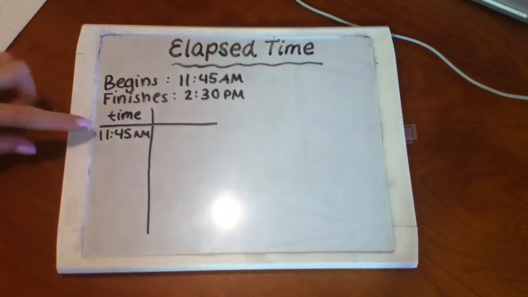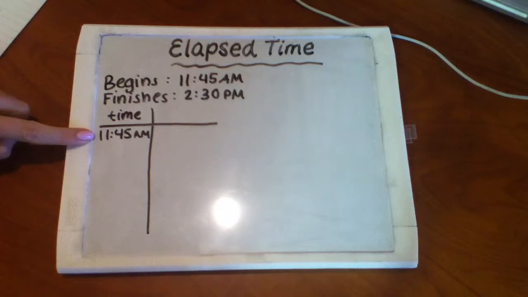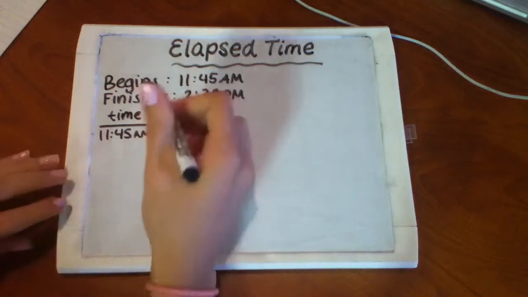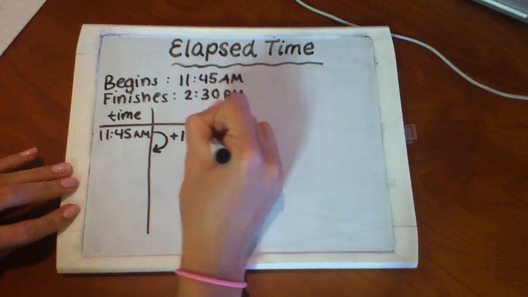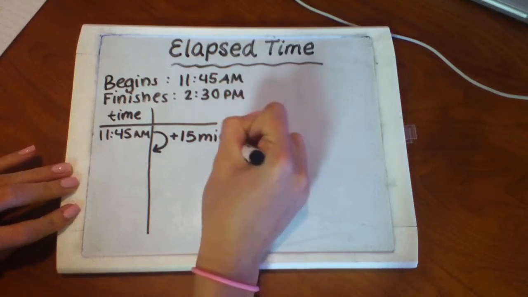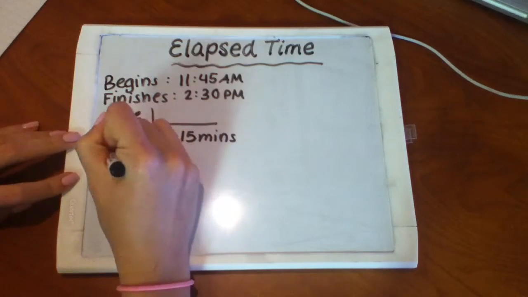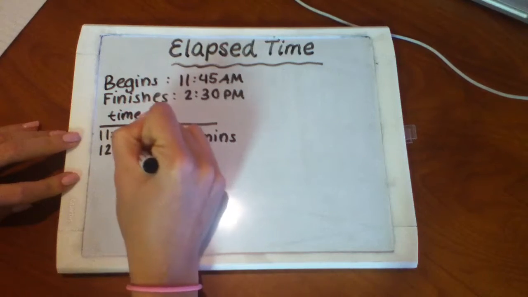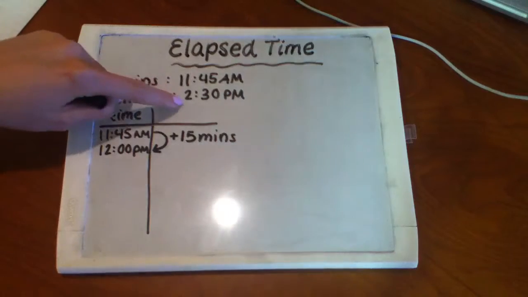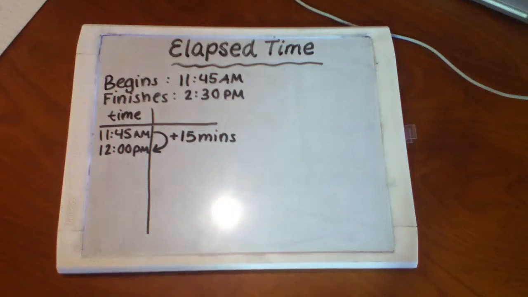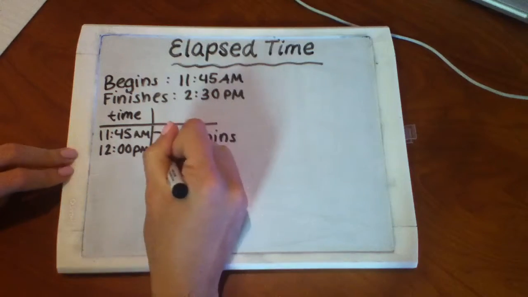To get to 60 from 11:45, that would mean that we need to get to 12 o'clock or noon. To do that, we have to add 15 minutes. I like to put an arrow to show, and that would bring us to 12 o'clock p.m. Now we have to get to 2:30, so we have quite a bit of time we can pass. Instead of adding by 15 minutes, we can just use the make 60 approach and add an hour, which is 60 minutes.